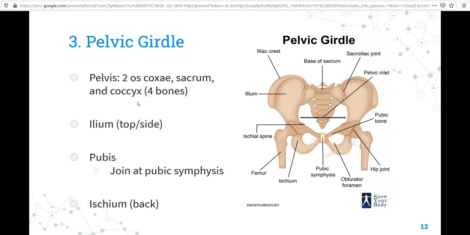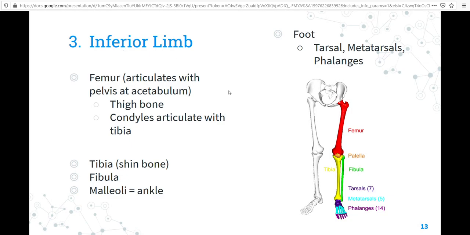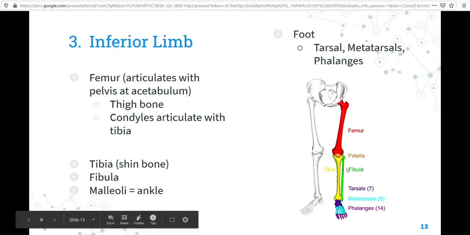And then we have the inferior limb. And this is otherwise known as your leg. So the femur, or your thigh bone, articulates with the pelvis at the acetabulum. You can't exactly see it, but it would be somewhere here. And then the condyles, which are like tiny bumps at the bottom of the femur, this is how it attaches to the tibia, and it articulates with the tibia, which is your big shin bone. And then there's also your fibula in the back, which makes the bottom part of your inferior limb.